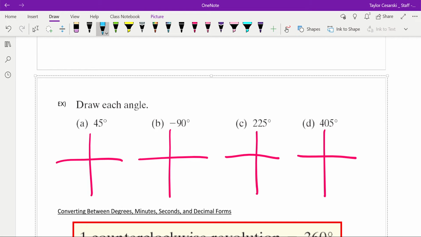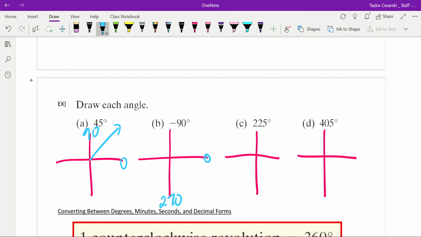Alright, so hopefully you have this sketched and you can check your answers. So 45 degrees should be exactly halfway. Obviously, you can't get it exact because you're just estimating, but exactly halfway between 0 and 90. Now, negative 90, remember when I have negative, I have to go backwards. So it's actually going to end up exactly where 270 is. Okay.